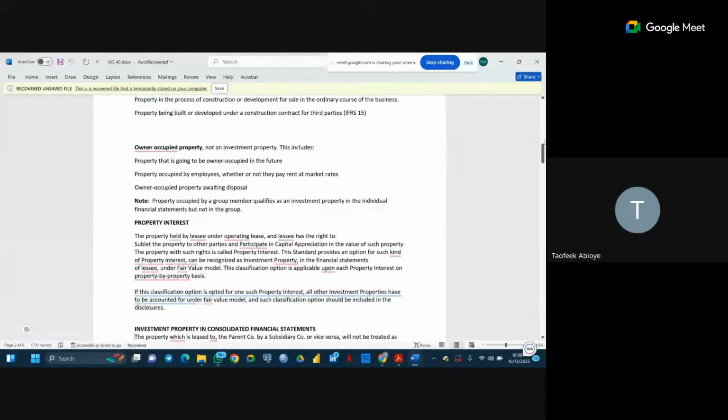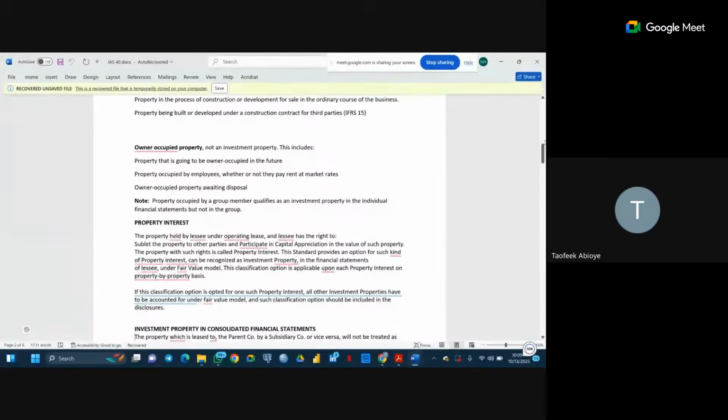The standard provides an option for such kind of property interest to be recognized as an investment property, because the lease agreement has given the borrower the authority to sublease the asset. The moment the borrower can sublease the asset to another party, they are entitled to capital appreciation on it. So such property interest can be recognized as an investment property in the financial statements of the lessee under the fair value model.